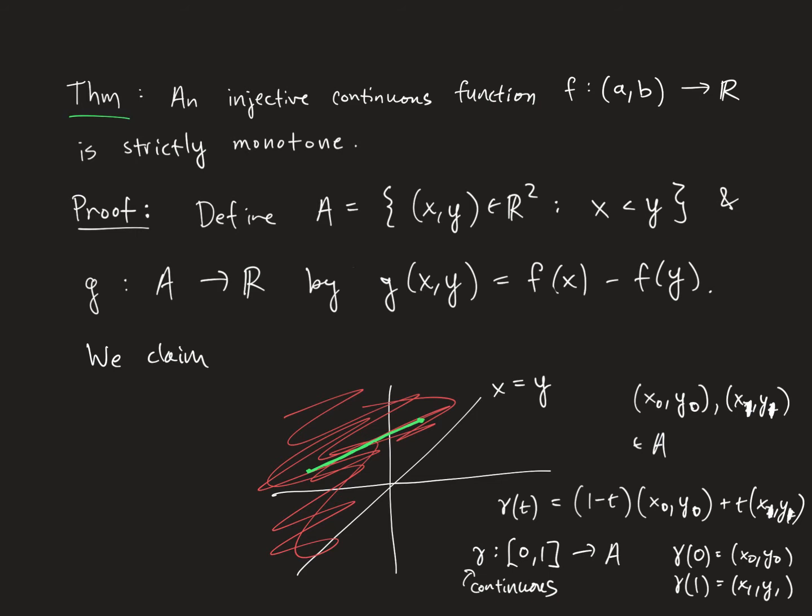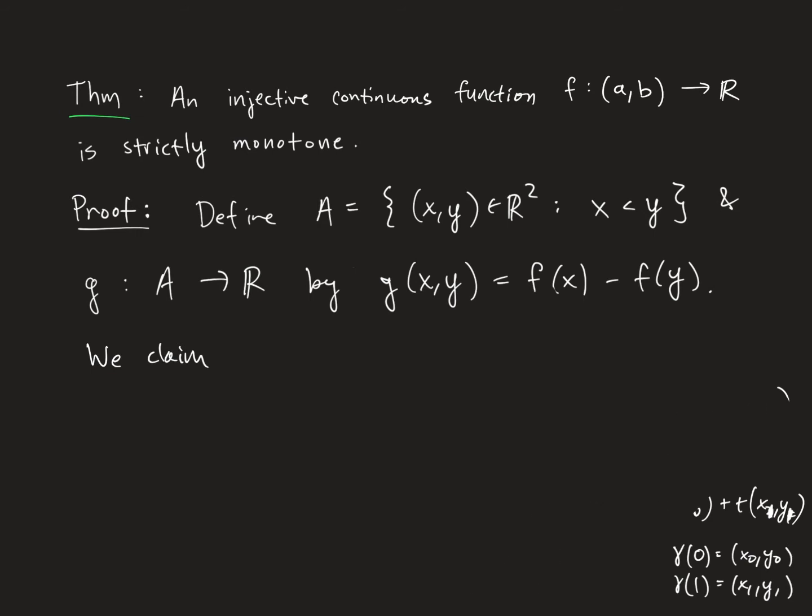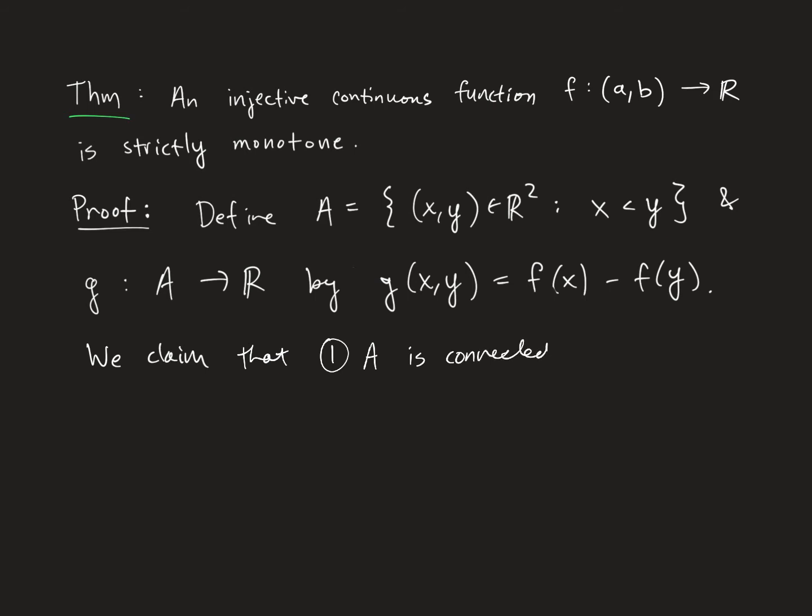And then if gamma is continuous, then we can connect any 2 points in A by this continuous function. And as you saw on the last problem on your second exam, if a set has that property, that you can connect any 2 points with a continuous function like this, then it must be connected. So A is connected here. And the second claim is that g is continuous. So we claim that 1, A is connected, and 2, g is continuous.